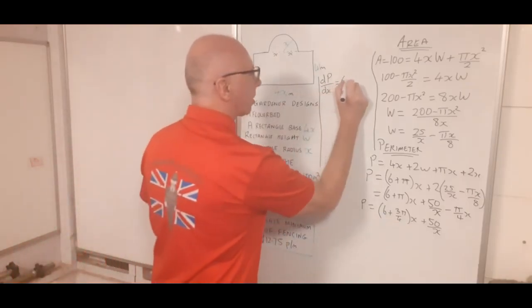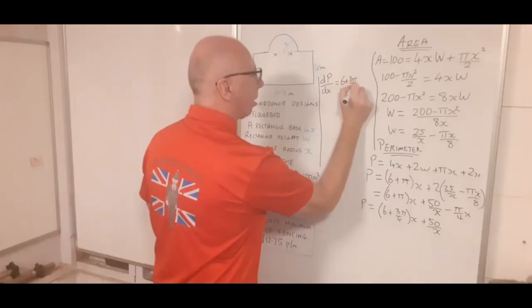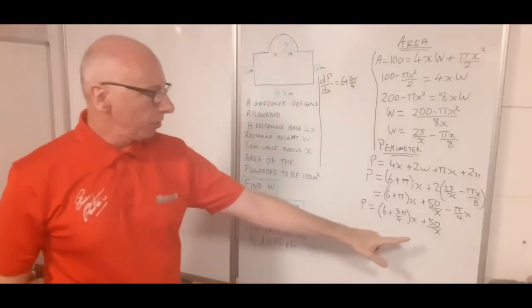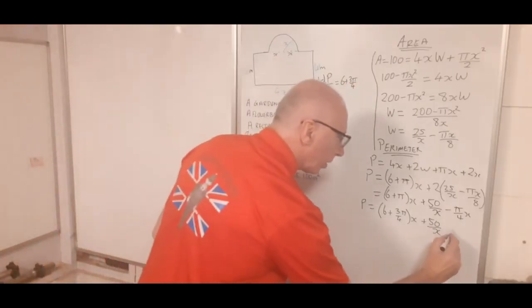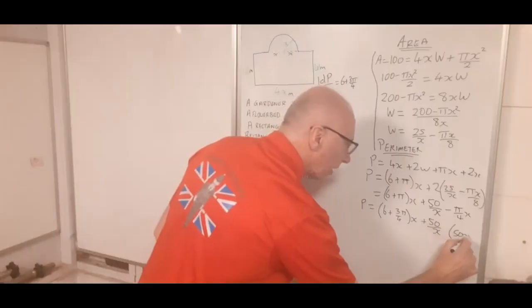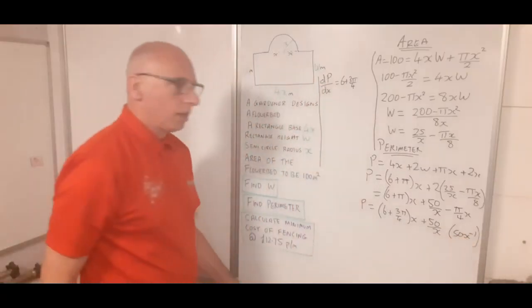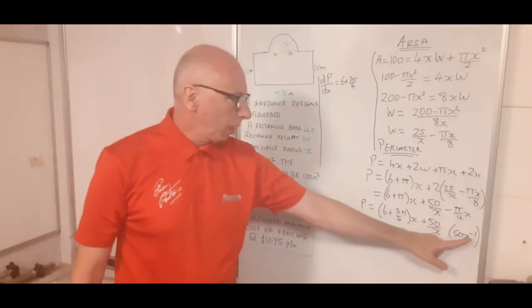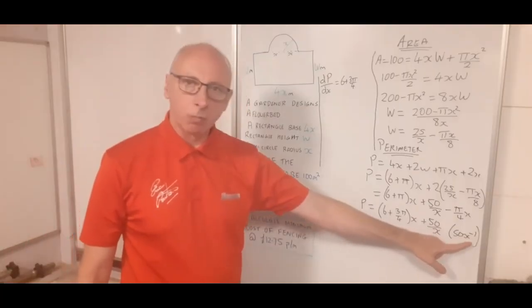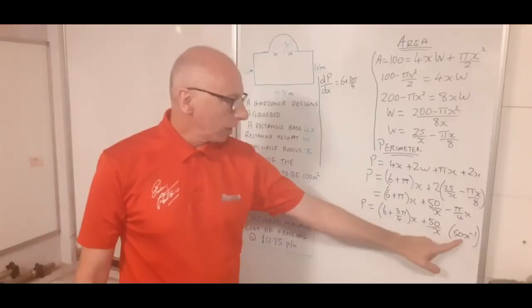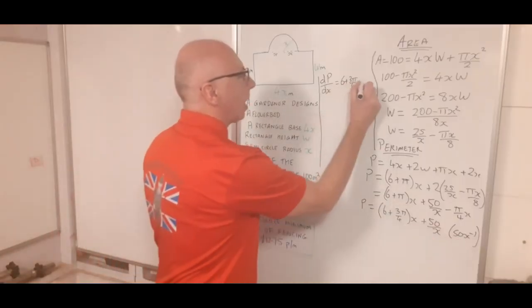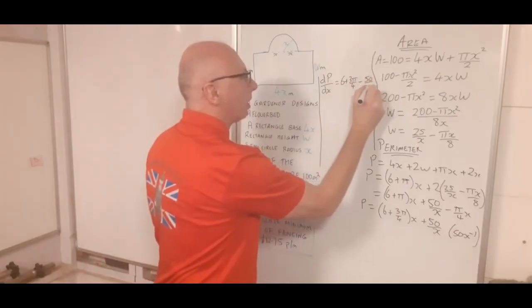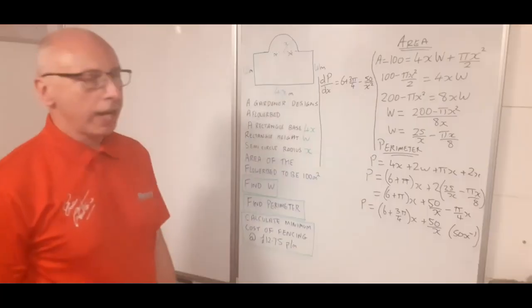So I've got 6 plus 3 pi over 4. And then the derivative of that, that's basically 50 x to the minus 1, if I just write that in brackets. So then basically multiply by the minus 1 and drop the power by 1. So that's going to give me minus 50 x to the minus 2. So that's going to give me minus 50 over x squared.